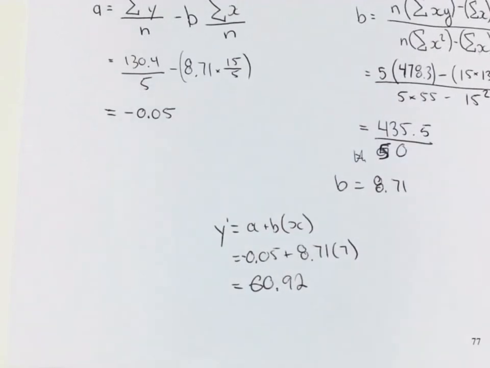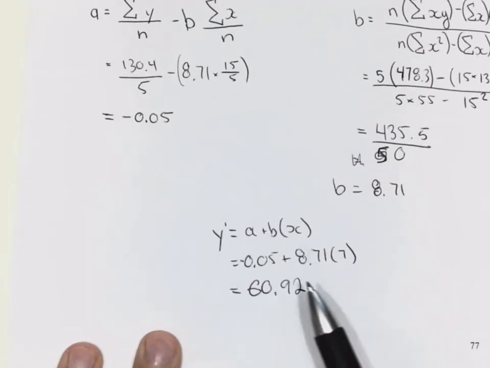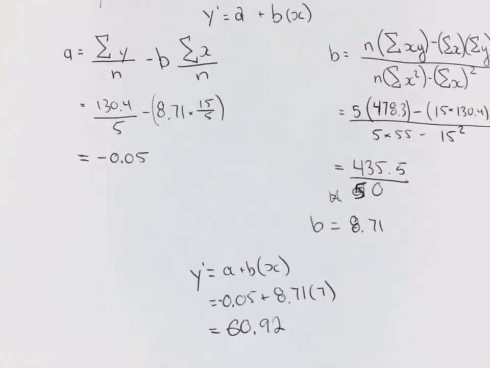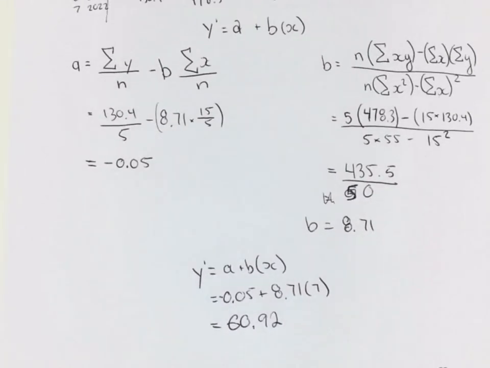So Cameron Taxis can expect, based on our time series forecast using the least squares method, $60.92 million in sales in 2022 based on the growth that he's shown.